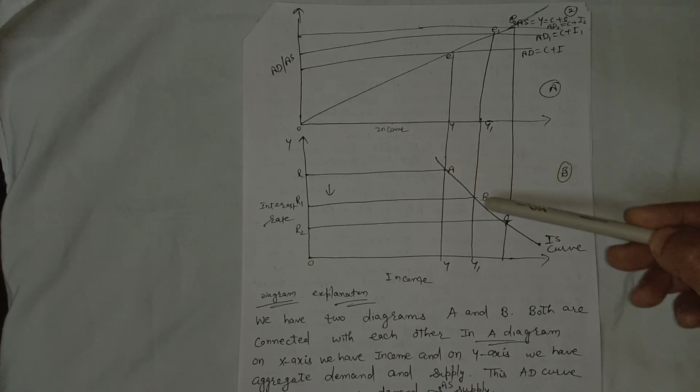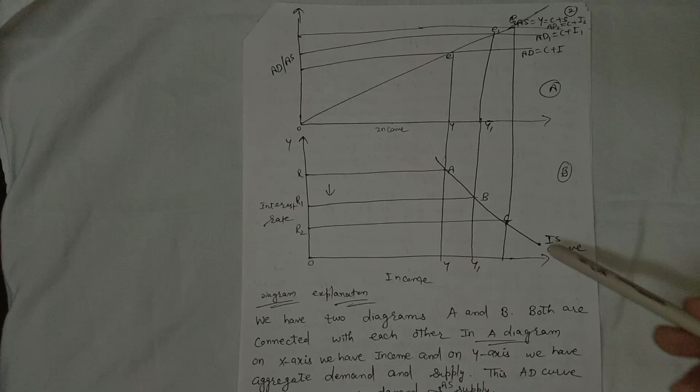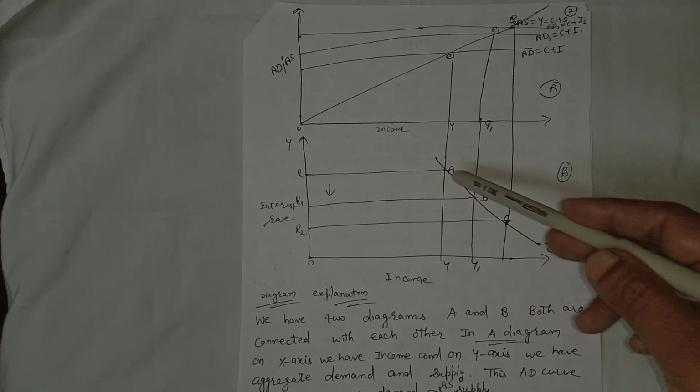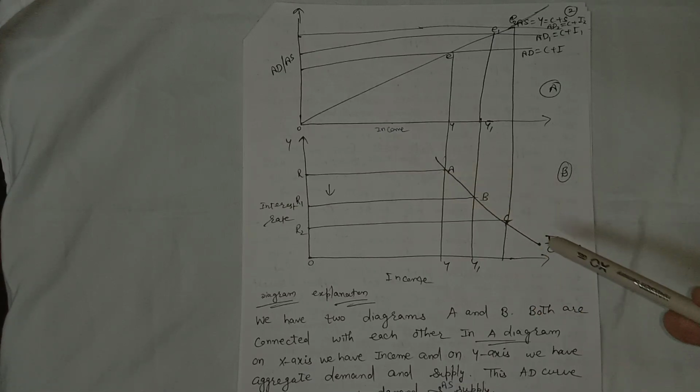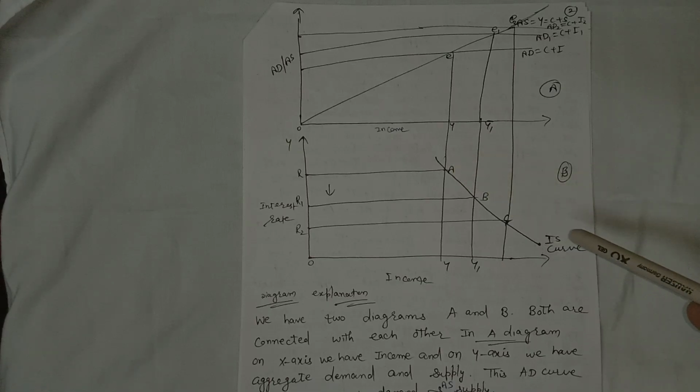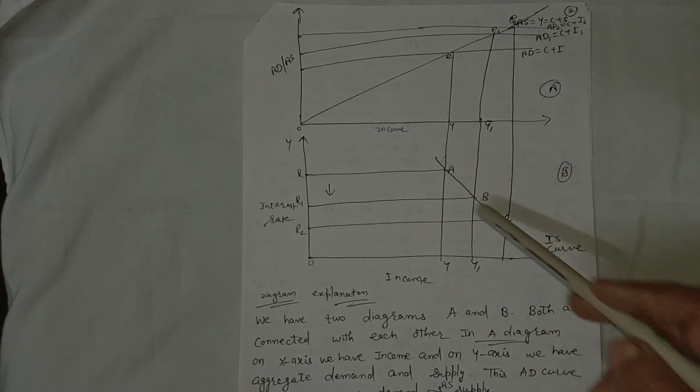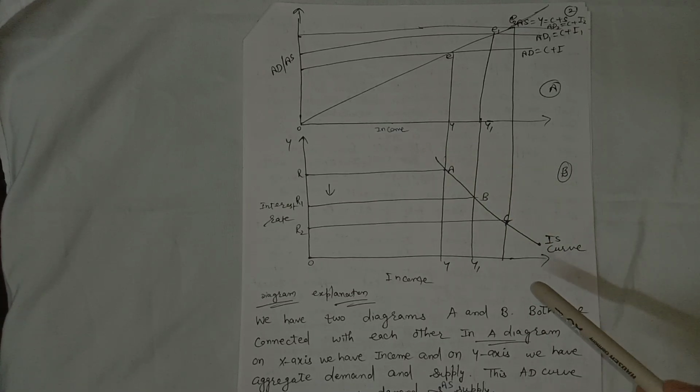If we interconnect and join all these three equilibrium points A, B, C, what will happen? We will get the IS curve. That tells us various combinations of interest rate and income to explain equilibrium in the goods market.